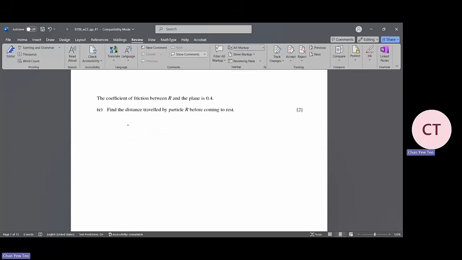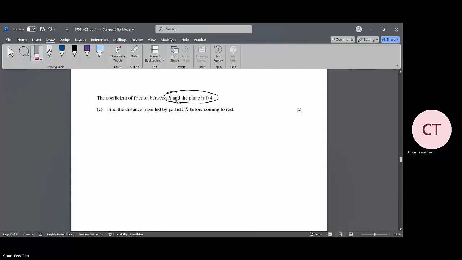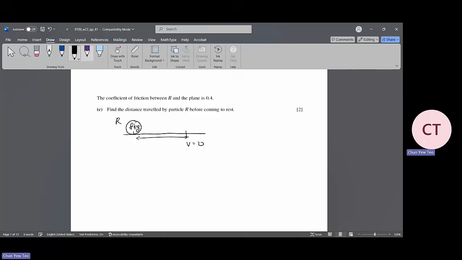Coefficient of friction between R and the plane is still 0.4. Find the distance traveled by the particle R before it comes to rest. Okay, so now after the R combined together, the R actually becomes 8 kg already, because R is a combination of P and Q. They want to know the distance traveled. When it reaches over here, it's 0. Okay, and the speed over here just now is 15 sub 3 over 2. Okay, so this is the U.